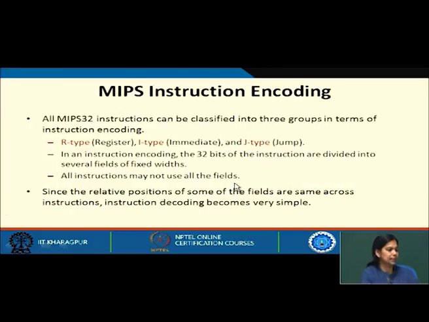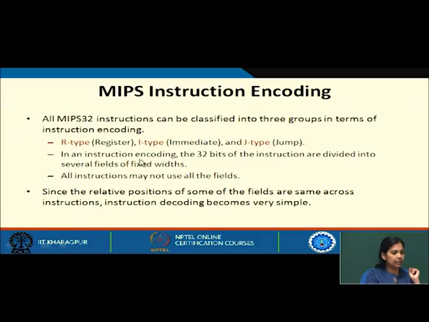Let us see MIPS instruction encoding. All MIPS instructions can be classified into 3 groups in terms of instruction encoding. Based on instruction encoding, you can divide or classify them into 3 groups. The first one is R type, which is register type. Then there is I type, that is immediate, and J type, which consists of jump.